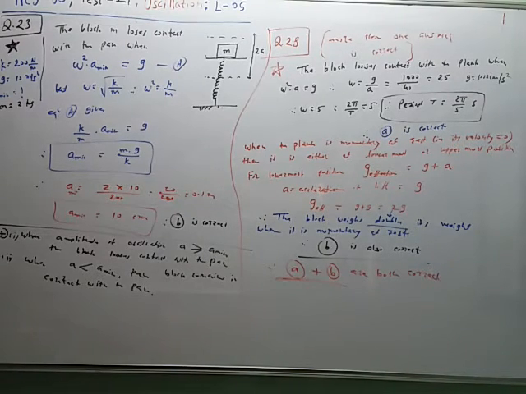The body is momentarily at rest. So for the lowermost position the effective acceleration is equal to g plus a. For the uppermost position it will be equal to g minus a.